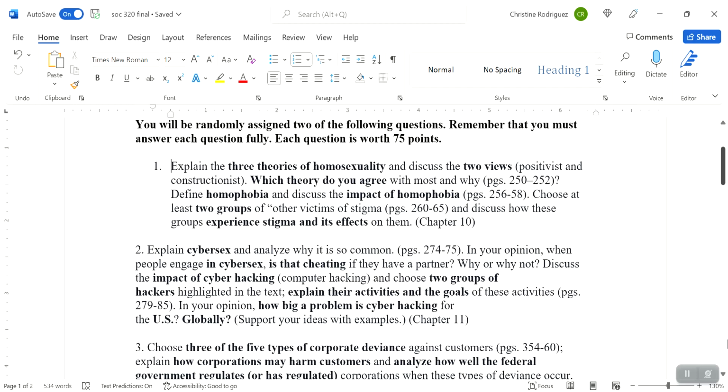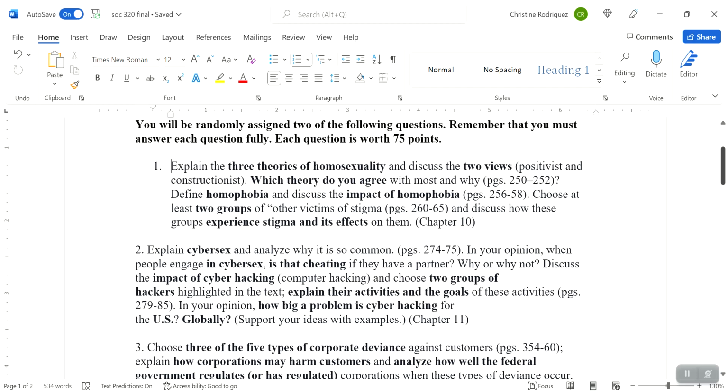And again, I've tried to point you to the pages there and highlight things so that hopefully you won't miss parts of the prompt. The second part, or I guess the third part, would be define homophobia and discuss the impact of homophobia. So great discussion in the text about homophobia and the impact of homophobia, not only on the people who experience it, but certainly them, but on larger society as well.